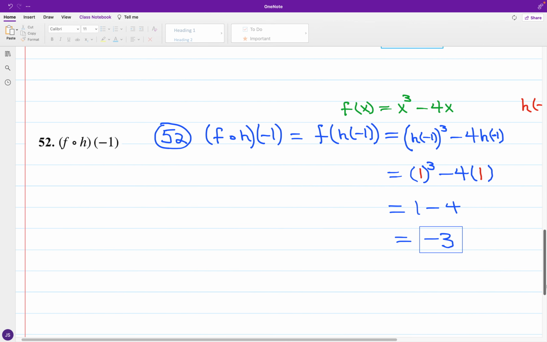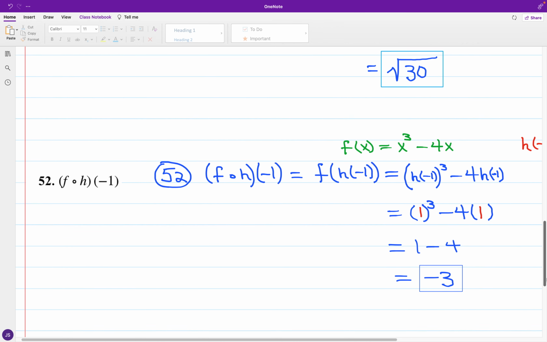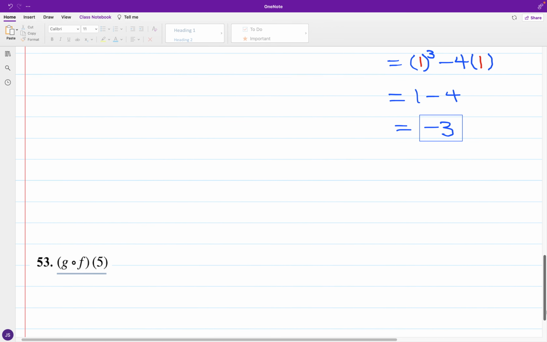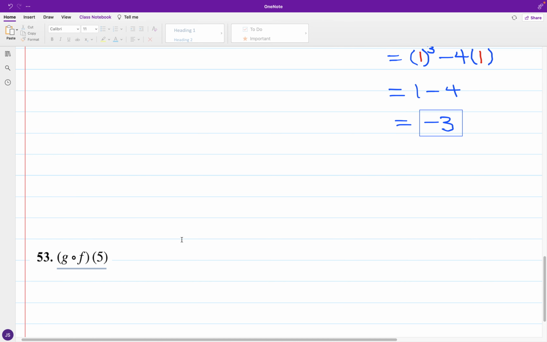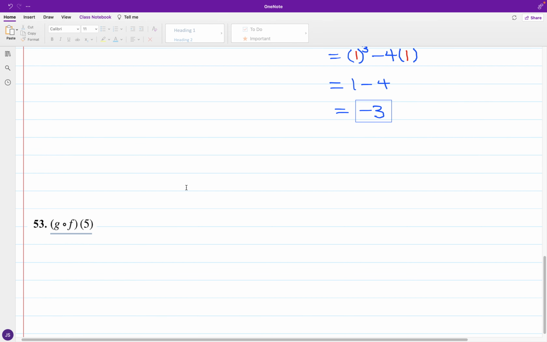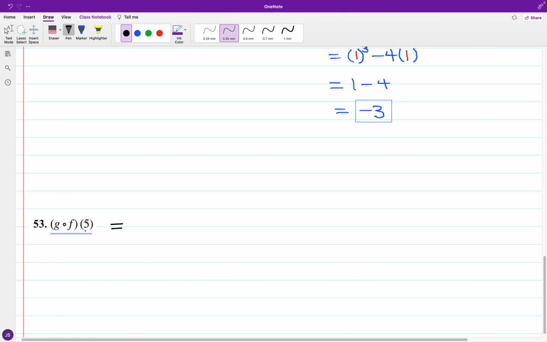Now, looking at items in the mix, we have yet another composition where we have g composed with f of 5. So for g composed with f of 5, you already have the compositional notation laid out, and this is going to translate to g of f of 5. I believe this is the radical I'm thinking of.